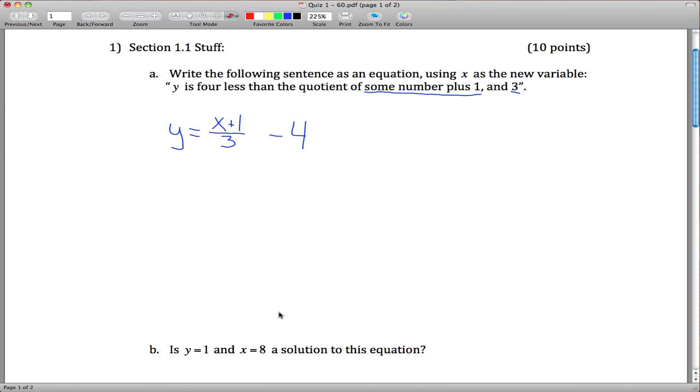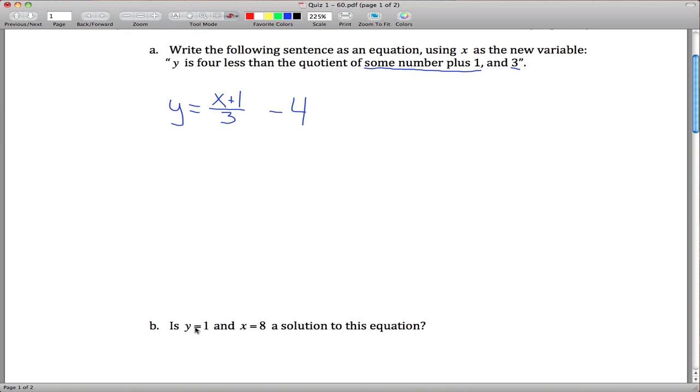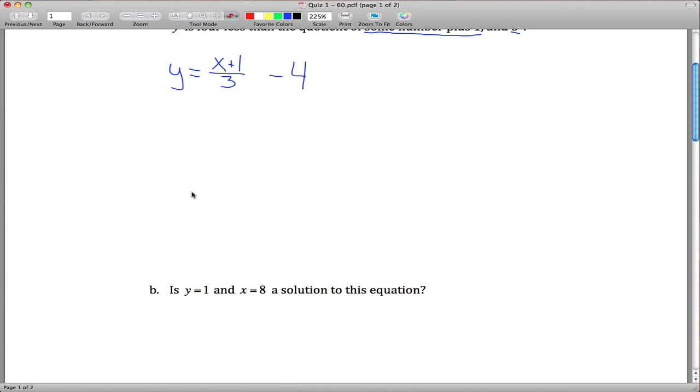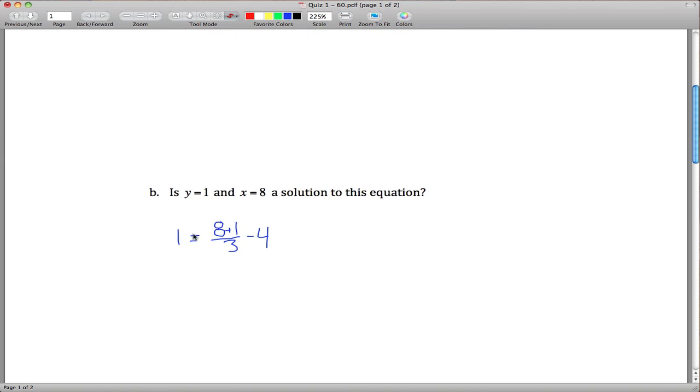And then down here in part 2, it wants to know, is y equals 1 and x equals 8 a solution to this above equation? So let's just see what happens when we plug those values in. If y equals 1, we would have 1 equals, instead of x right here, we write 8. So we got 8 plus 1 divided by 3 minus 4. Maybe I should put a little question mark here because we're trying to figure out, does 1 equal this?